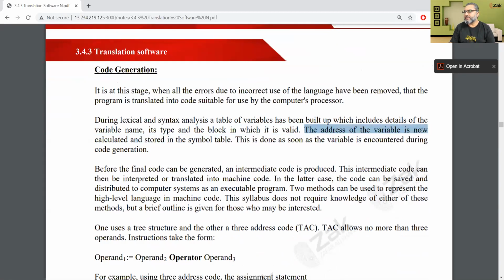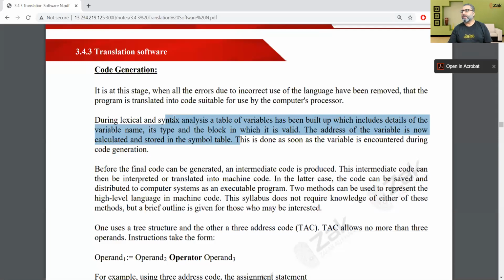Now, at this code generation stage, as I told you, this gives us the flexibility to load the program anywhere. When you load the program anywhere, all the related code and the variable addresses will be changed. So this is done at this particular stage. This is done as soon as the variable is encountered during the code generation.